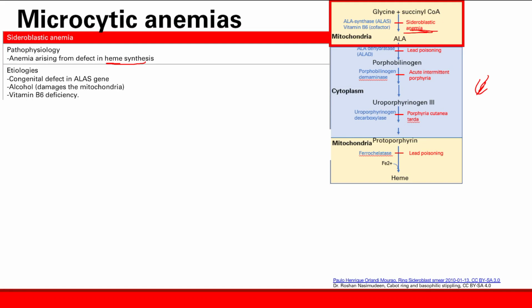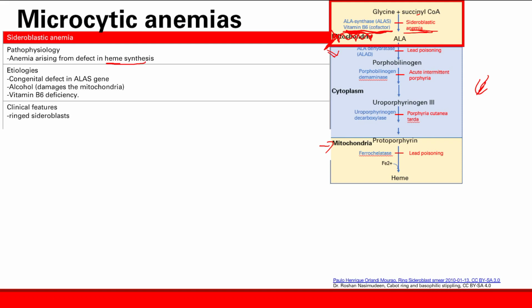So the problem here is you can have a defect in the ALA synthase enzyme. So ALA synthase takes your glycine and succinyl-CoA and makes ALA. You can have a defect from alcohol, which damages the mitochondria. As you can see, this all is occurring in the mitochondria, goes out into the cytoplasm, and then ends up back in the mitochondria to get heme. So a defect in mitochondria you get from the alcohol. Or finally, a vitamin B6 deficiency. As you can see here, vitamin B6 is a cofactor for this reaction. So a defect in the ALAS gene, alcohol, or vitamin B6 deficiency can cause a sideroblastic anemia.